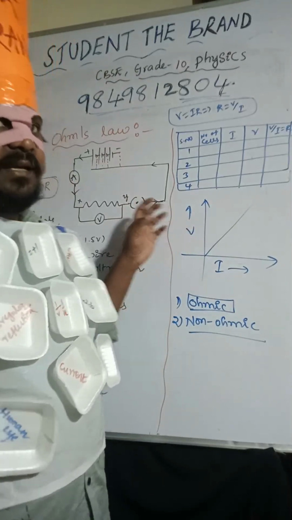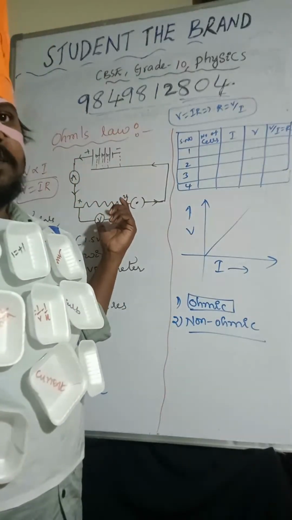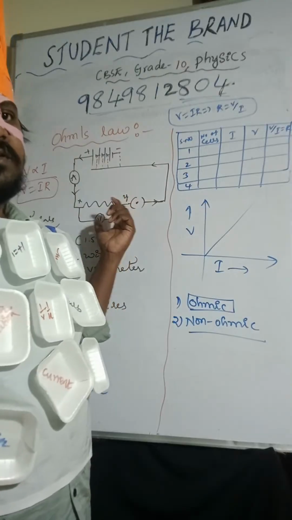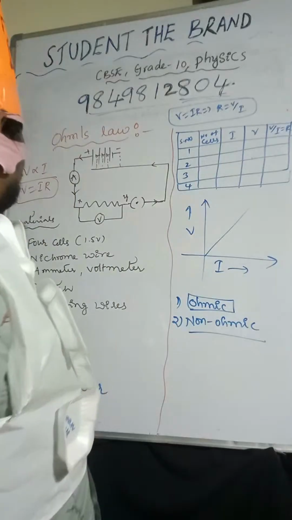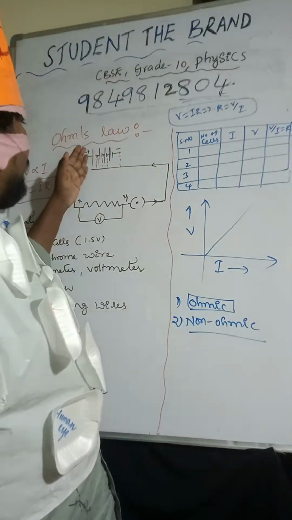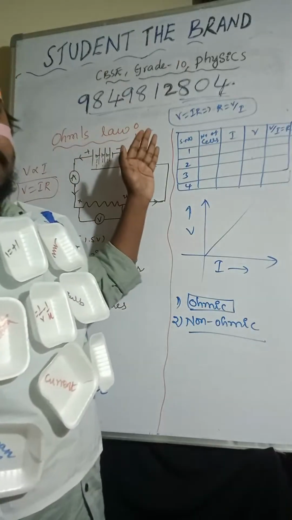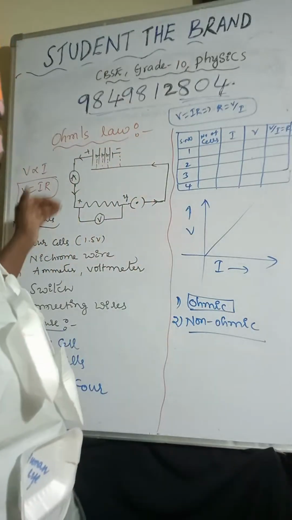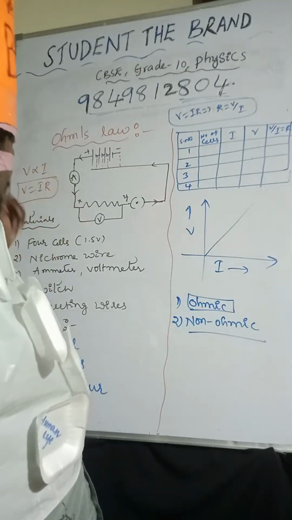So once again, the potential difference across the ends of the given metallic conductor is directly proportional to the current flowing through it. V is directly proportional to I. Details required: 4 cells, 1.5 volts each, and nichrome wire, ammeter, voltmeter, switch, connecting wires.